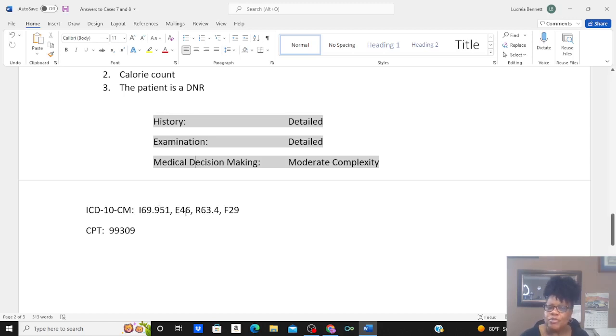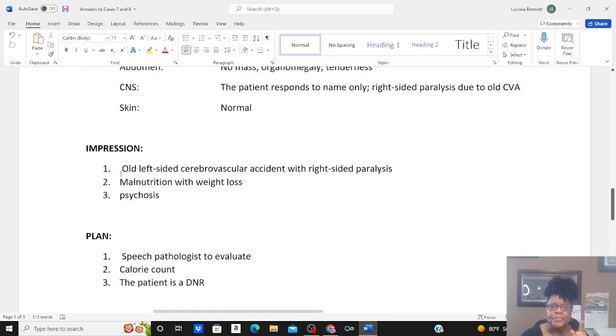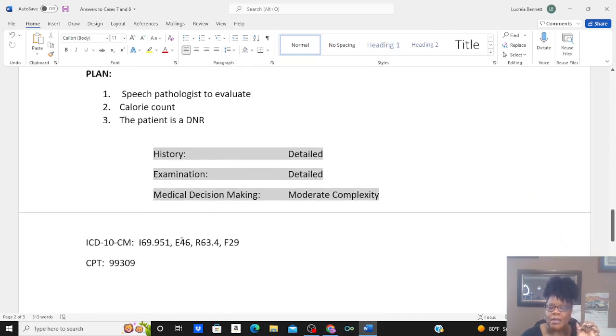If you didn't get that malnutrition, be careful. It did not say that this malnutrition was due to any other condition. So all you can code is unspecified malnutrition. And then they said with weight loss, so we had to capture that weight loss.